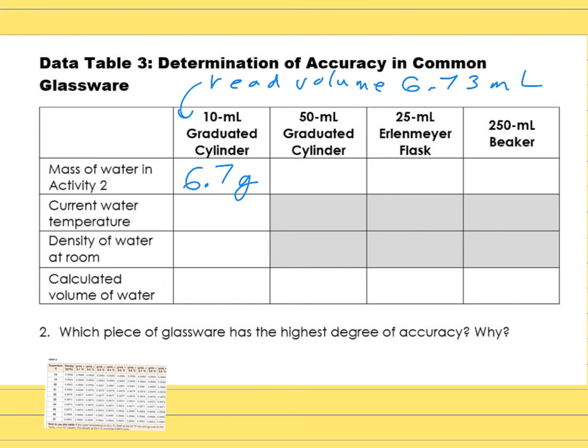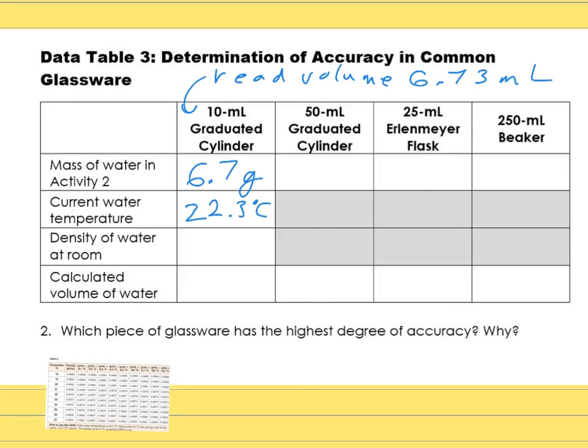Now, depending on your house or wherever you're working, it should be somewhere between 18 degrees Celsius and 25 degrees Celsius. Quite frankly, if you're at 18 or 25, you're either really cold or really hot. But you're somewhere between those temperature ranges, probably. Let's make it easy on ourselves. Let's say the temperature of our water in this scenario is 22.3 degrees Celsius. We need to find the density of water at that temperature.